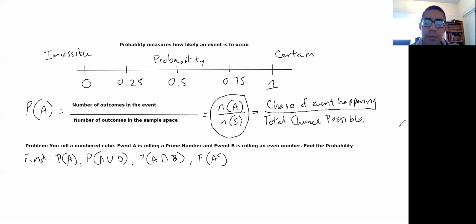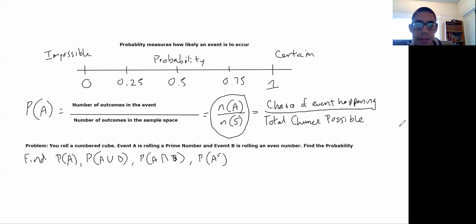Event A is rolling a prime number. So if I roll a prime number and I end up getting this, is this a prime number? No, right? But what was the chance that I would roll a prime number? That is what you have to think of for event A. Event B is rolling an even number. Well, did I roll an even number? Yeah, I did. So what was the chance of that happening? I want you to find the probability of that, okay?